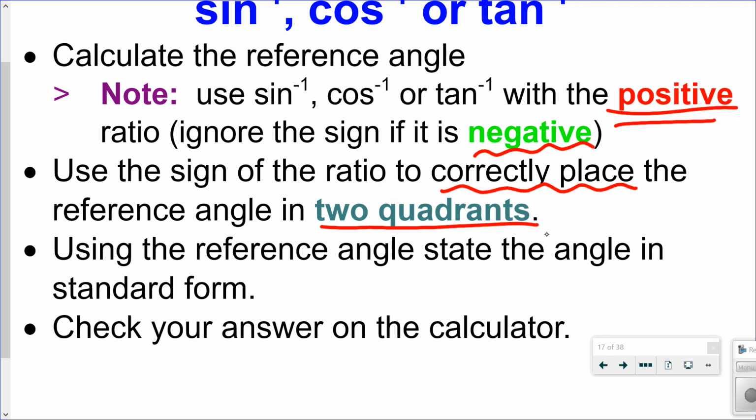So step one, find the reference angle. Step two, place it in the quadrant. And then using your quadrant and your reference angle, state the angle in standard form. And always, always, always check your answer on the calculator.